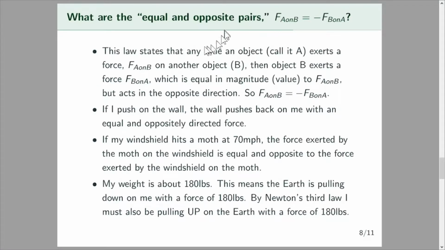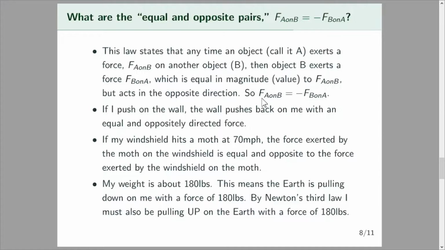So what are the equal and opposite pairs? This law, the third law, states that any time an object A exerts a force on another object B, F of A on B, then object B exerts an equal and opposite force on A, which is equal in magnitude and opposite in direction to the first force. And this is difficult to understand, and this is one of the ones that really attests to Newton's genius, that he sort of figured this out.